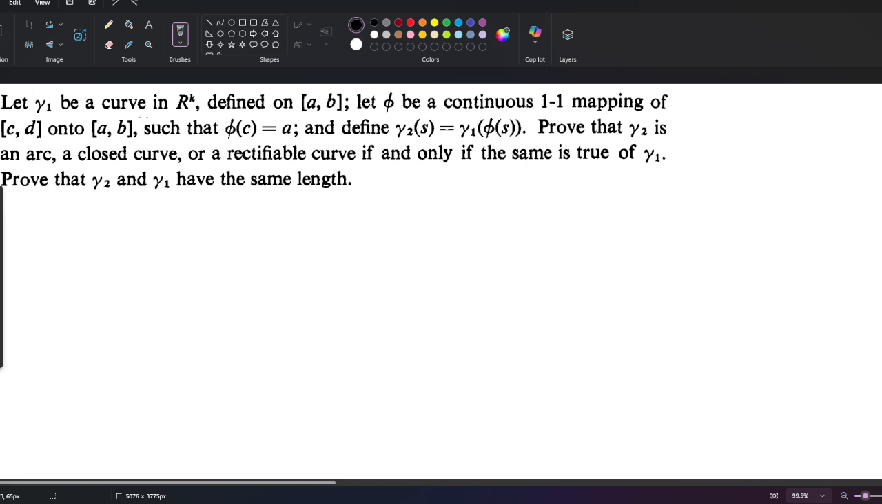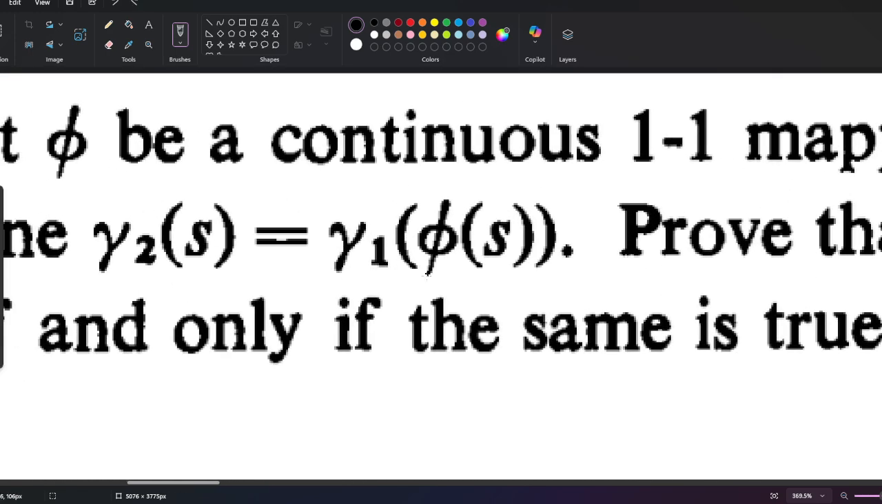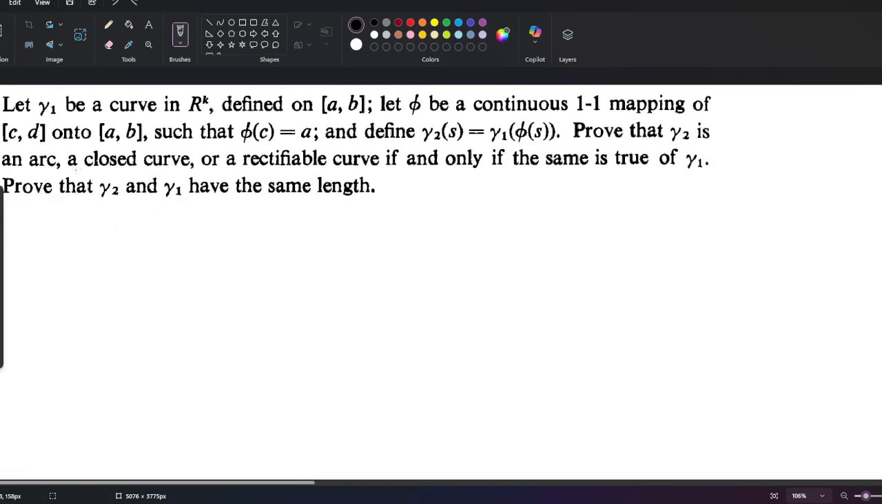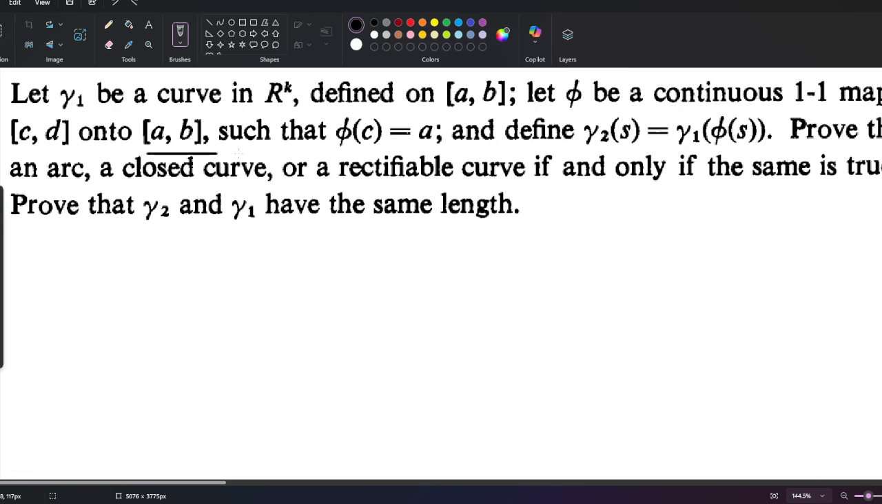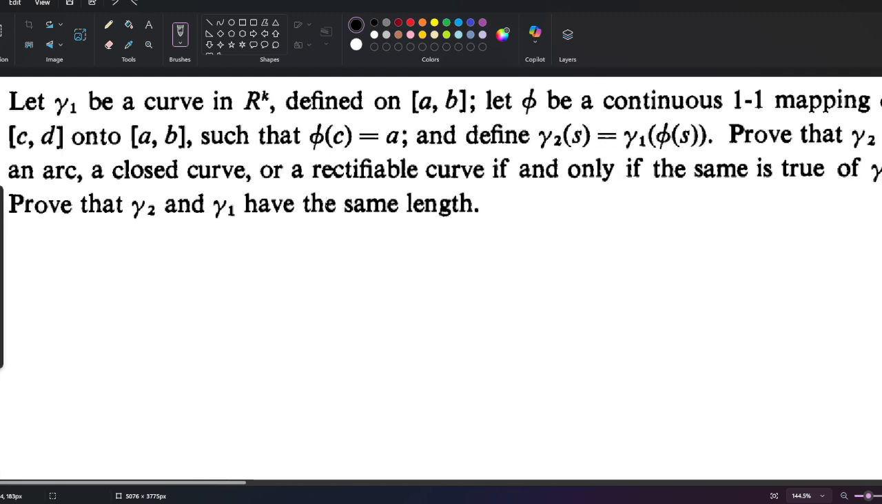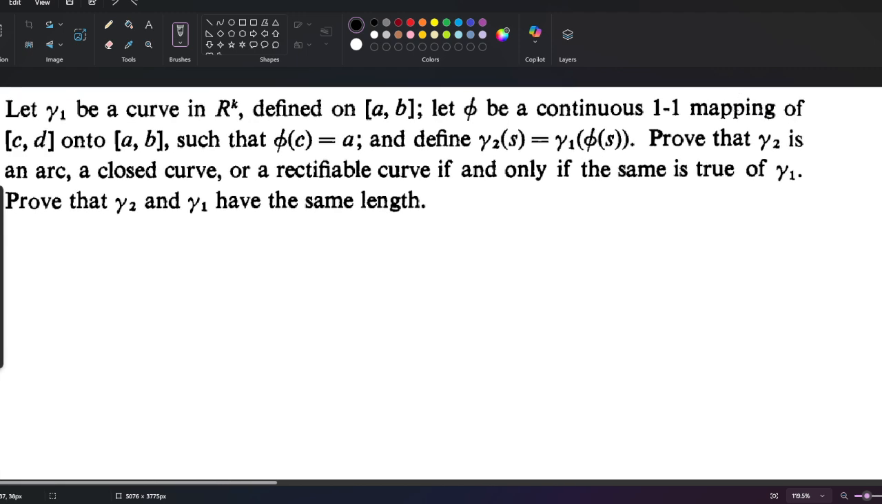So we have two curves in R^k, gamma 1 and gamma 2. Gamma 2 is defined as a composition of gamma 1 and phi, where phi is a continuous one-to-one mapping of [C, D] onto [A, B], such that phi of C is equal to A. And we have to prove that gamma 2 is an arc, a closed curve, or a rectifiable curve, if and only if the same is true for gamma 1. I have to show that these curves also share the same length if they are rectifiable.